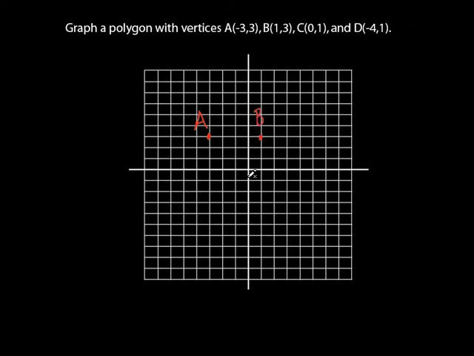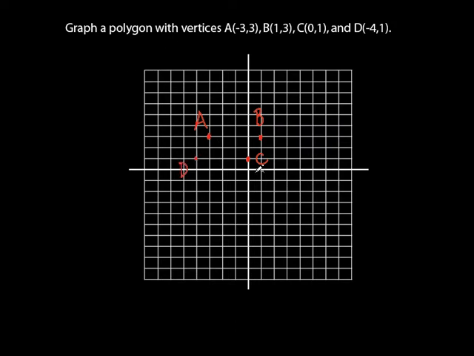Point C is 0, 1. So you don't go anywhere on the x, and you go up 1 on the y. That's point C. And then point D is negative 4, 1. So we start at the origin, we go to the left 4. 1, 2, 3, 4, and up 1 right there. And that is point D. I'll put D right here.